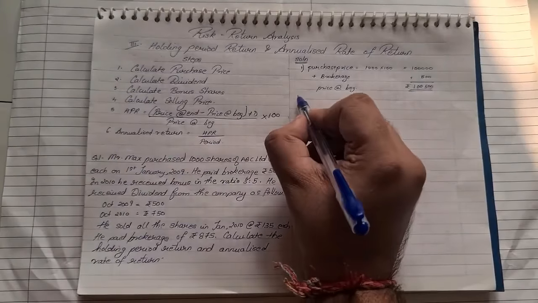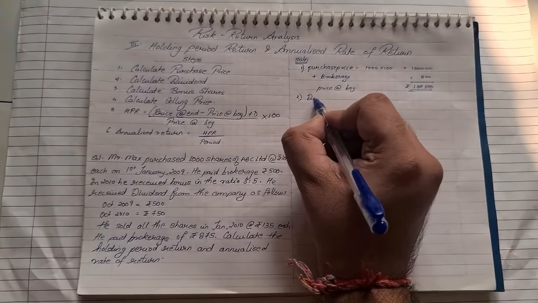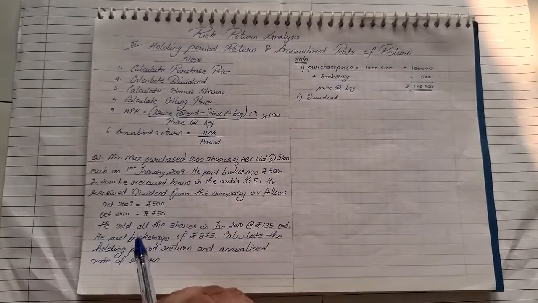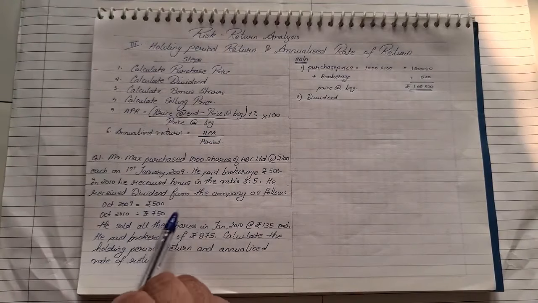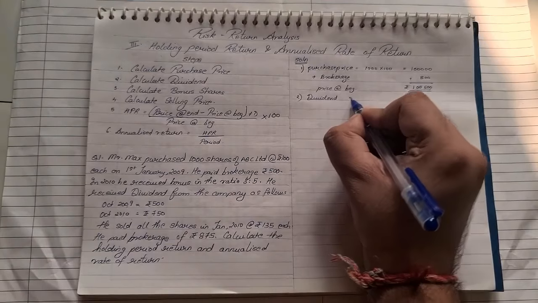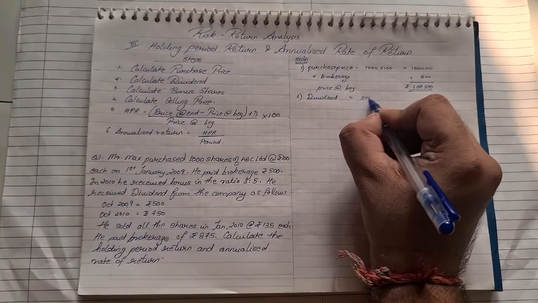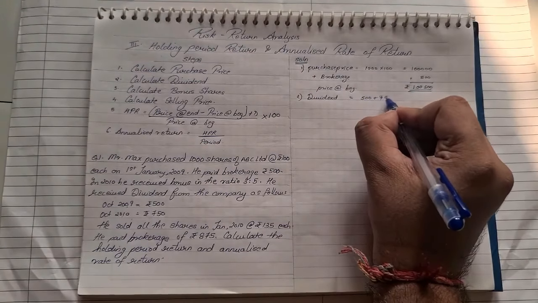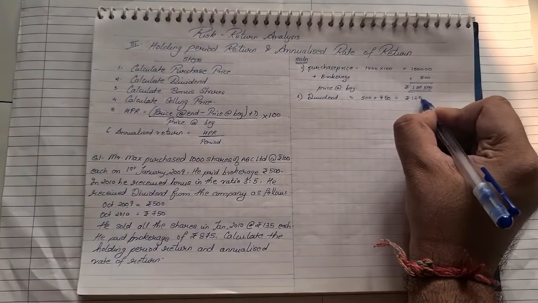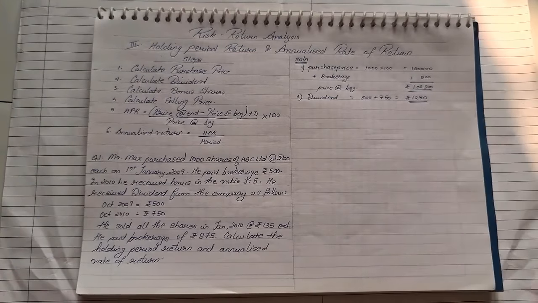Second, we need to calculate the dividend. Second is dividend. Now in the question they've already given a dividend that he has received for 2 years, for 2009 and 2010. So dividend is equal to rupees 500 plus rupees 750, which comes to rupees 1250. So that's our second value that we have already found. We found the purchase price, we have found the dividend.